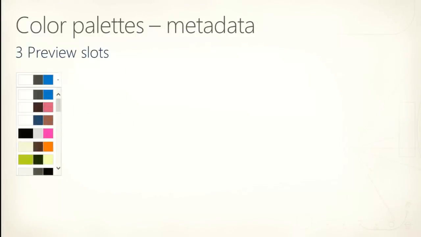Along with all the 89 color slots, there's a little bit of metadata that we need you to provide. The first one is, like I mentioned before, we use three slots to render each item in the color picker. So you're going to be able to tell us by name which of those slots in the 89 represent your palette.